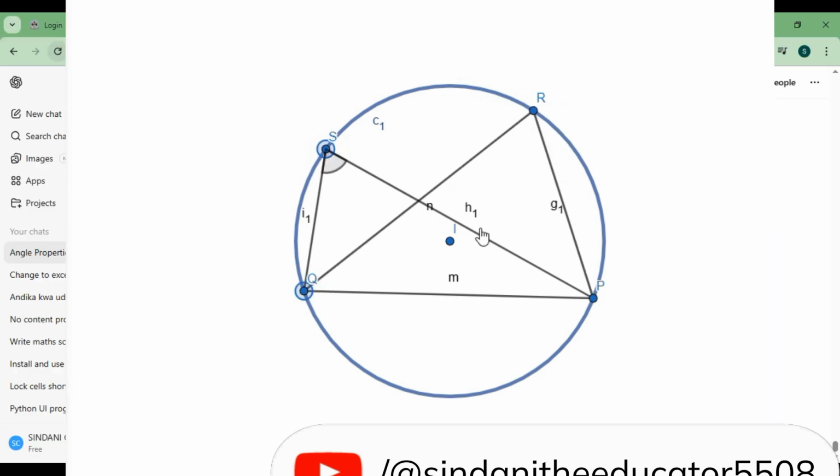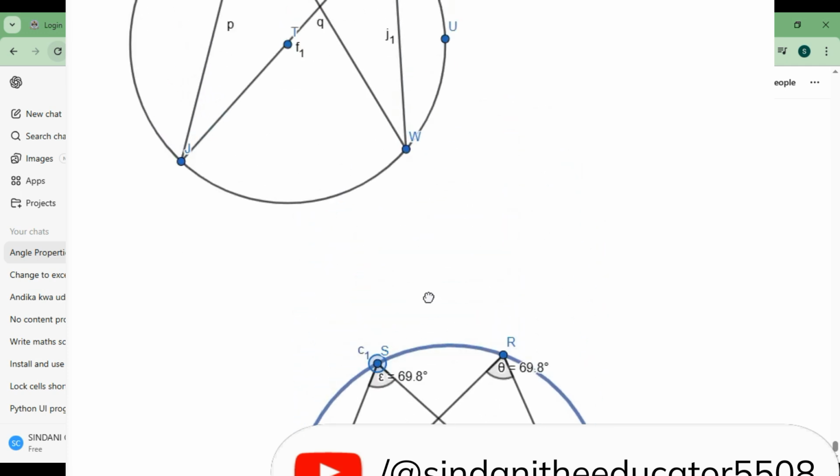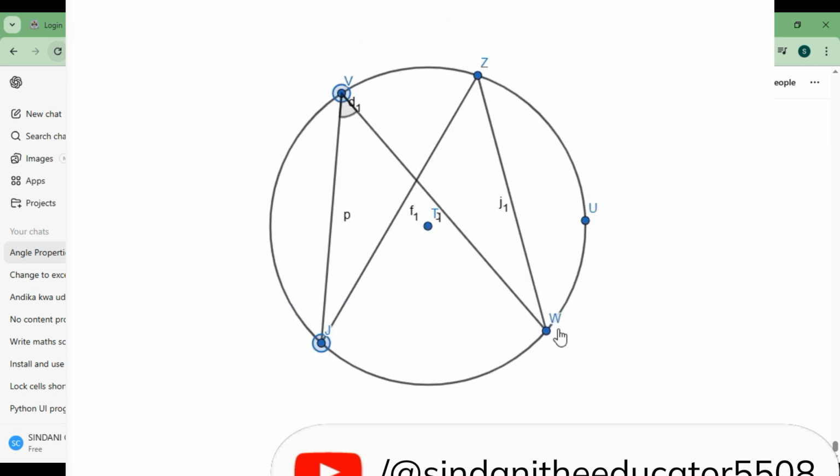Angles that are subtended by the same chord or the same arc and lie in the same segment of the circle are always equal. So if 2 angles face the same chord from the same side, those angles have equal measures.